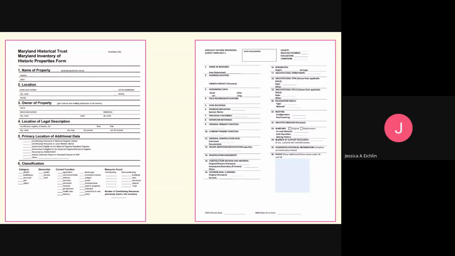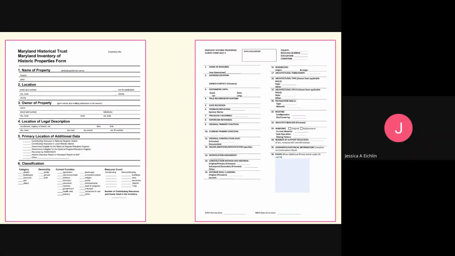So I have a couple different forms here. On the left is the form that Maryland uses. They call it the Maryland Inventory of Historic Properties form. It looks a little bit like a National Register nomination if you're familiar with that layout. They may have kind of borrowed some of those elements. And then on the right, we have the Kentucky form. They call it the Kentucky Historic Properties Survey form.